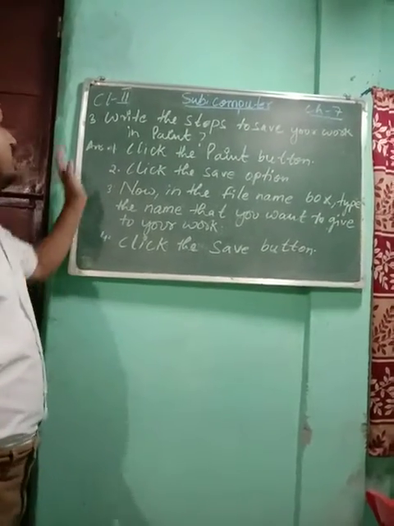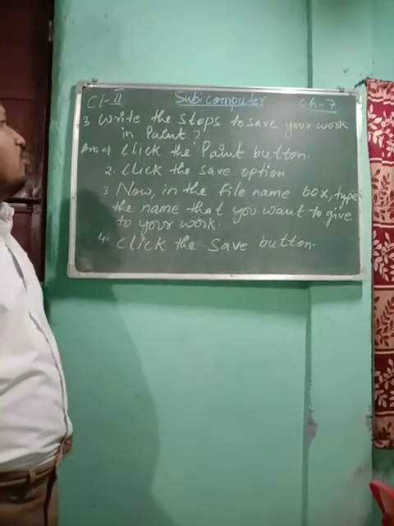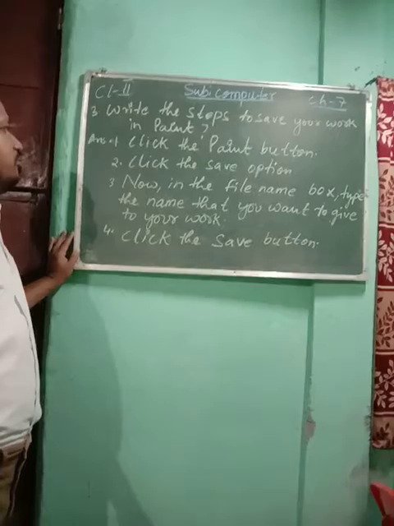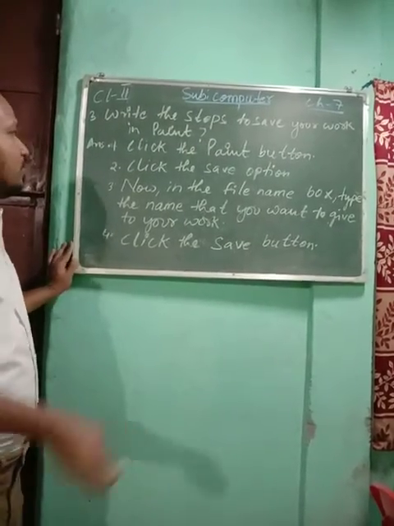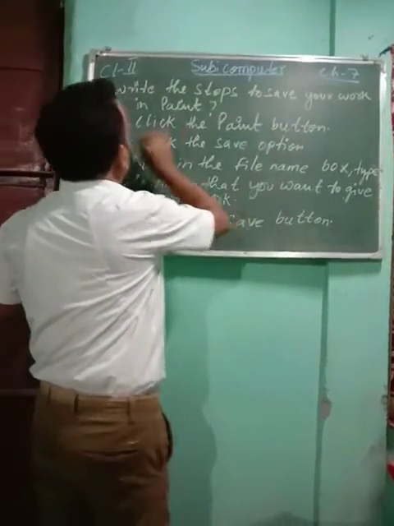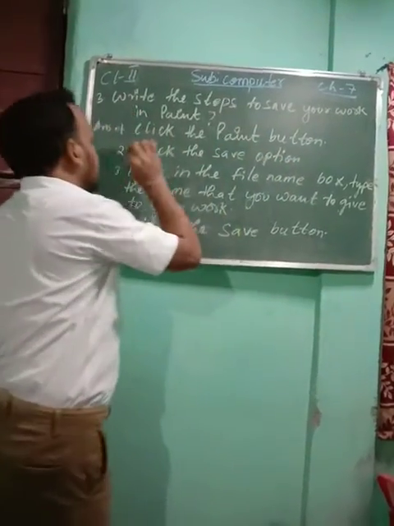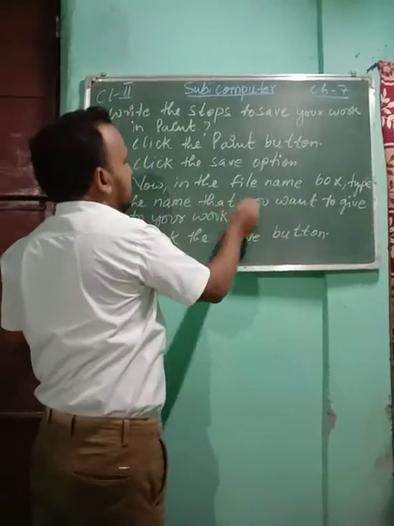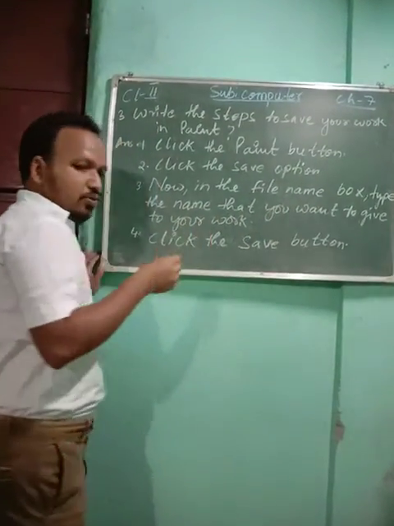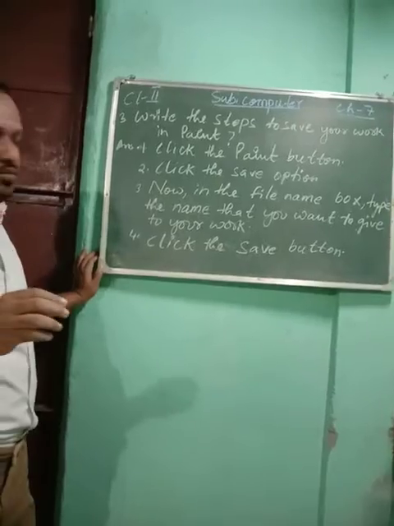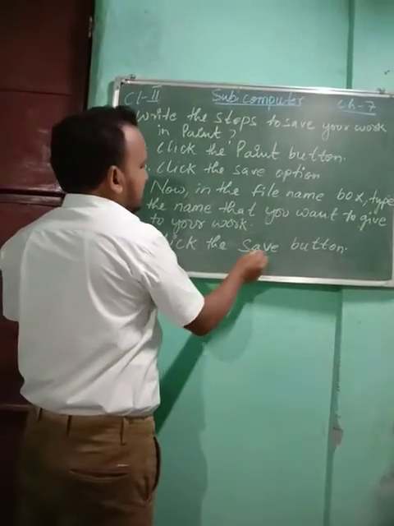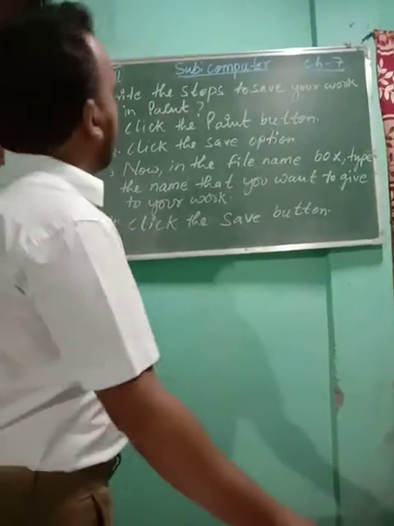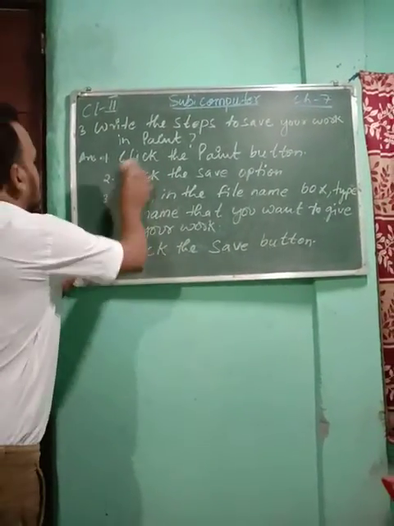So children, this is the question: write the steps to save your work in Paint. First, you will click the paint button. Second, click the save options. Third, now in the file name box, type the name that you want to give to your work. Whatever name you want to give to your file, you write it down. And in the fourth, click the save button. So in this way, this is the number 3 question answer.